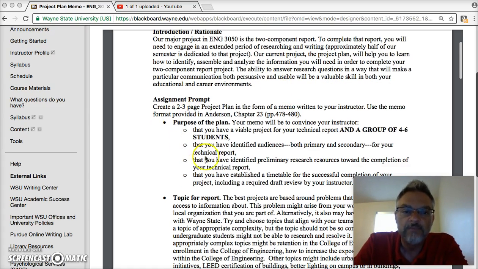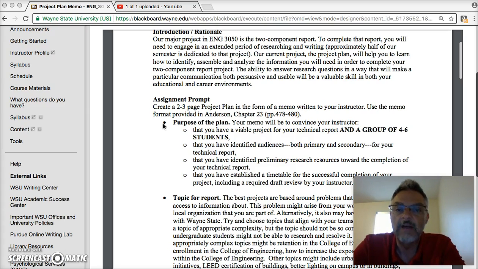And so you're going to be working towards this assignment prompt here. If there's 4 to 6 of you, the 4 to 6 of you can work together to create this project plan in the form of a memo written to me. So what that means is if there are 4, 5, or 6 of you working on this together, you will submit 1 memo. Okay, so just FYI.